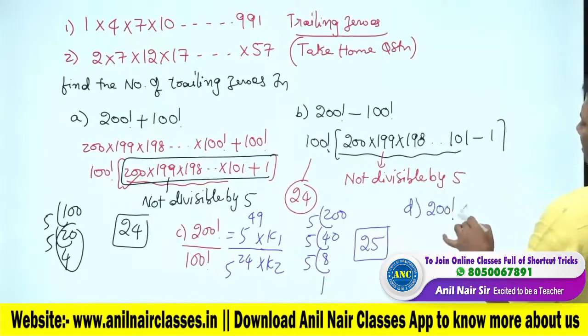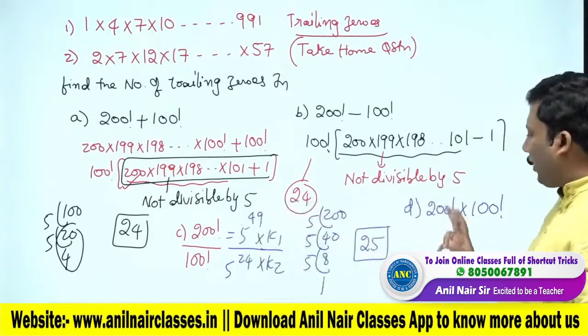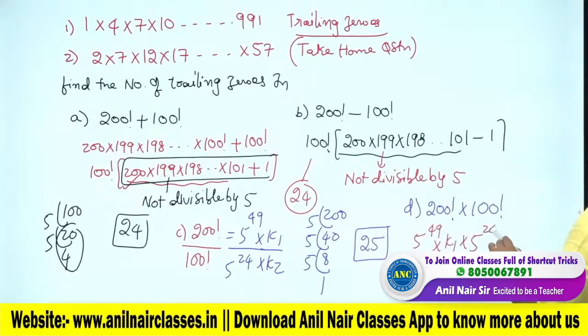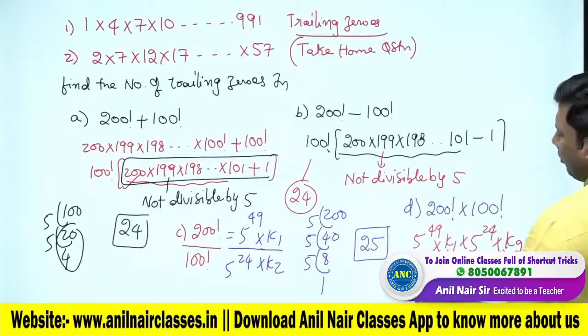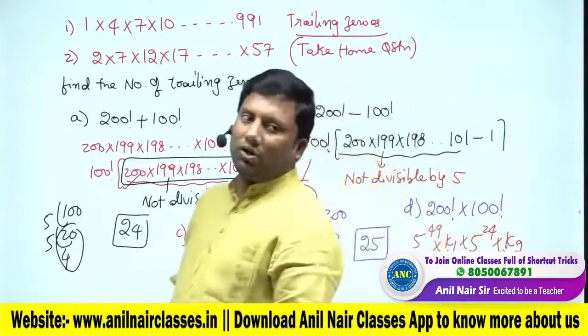Question D. What if it is 200 factorial multiplied by 100 factorial? It is factorial, so I got 5 power 49 into K1, and 5 power 24 into K2. K1 into K2 will give you other prime bases. So 5 power 73 into K3. Number of zeros at the end.